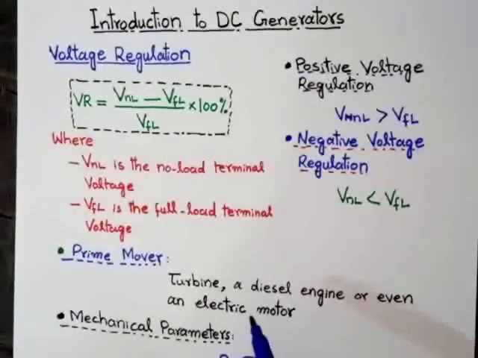When the rotor of the DC generator rotates, then according to Faraday's law of electromagnetic induction, the voltage will be induced. So there are different types of devices which are used to generate the mechanical power, that is a steam turbine, a diesel engine, or even an electric motor.